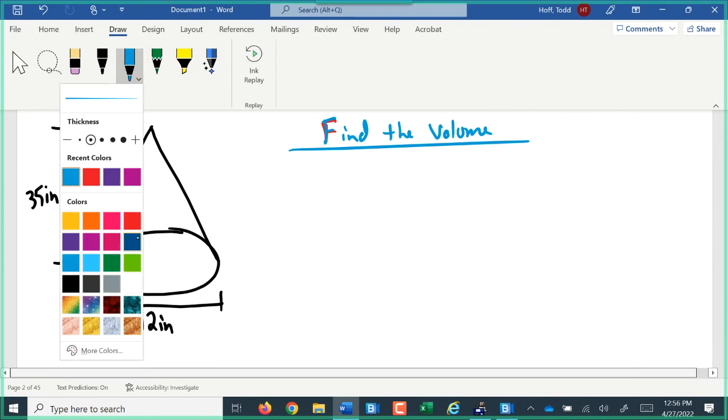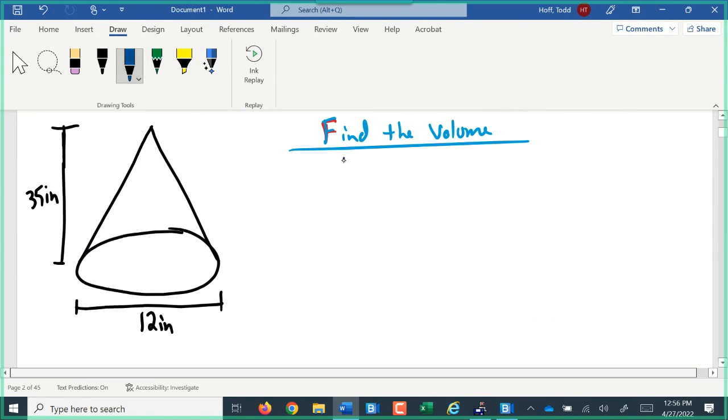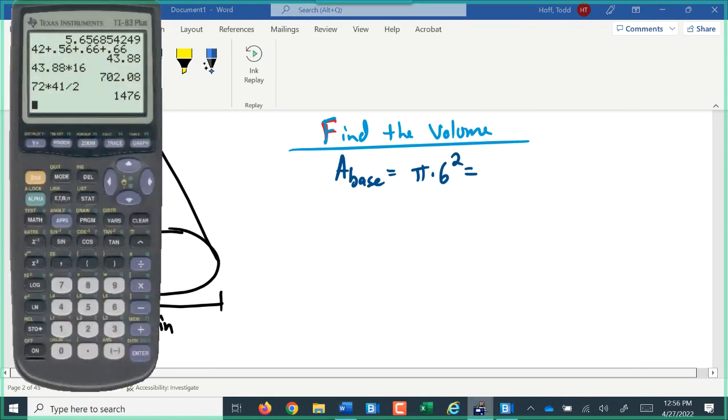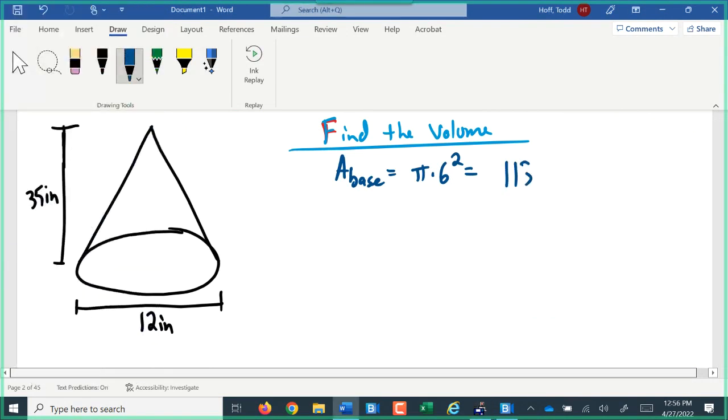When we find volume, where do we always start? The base. So area of the base. Pi times what will R be? 12 or 6? 6 squared, good. Divided by 2. No. 113.04 square inches is the area of our base.